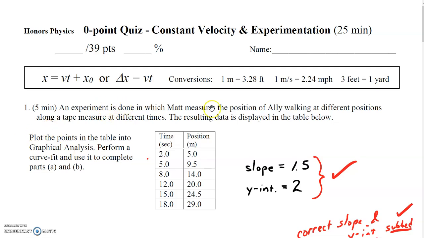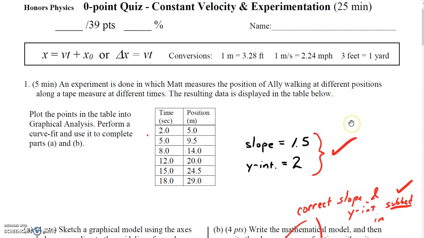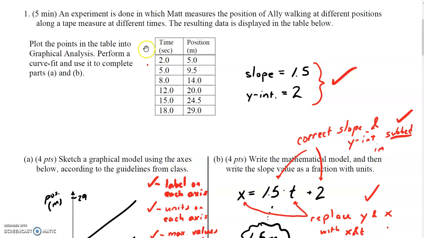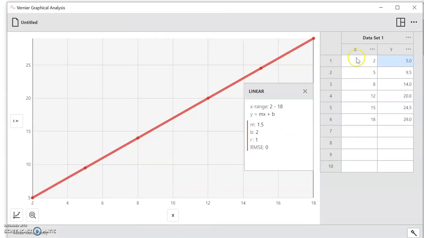Today's 0 point quiz has solutions I'm going to go over right now that will allow you to get a score out of 39. This first problem wants you to take these values and put them into graphical analysis. So you can cut and paste them. You see I did that right here.